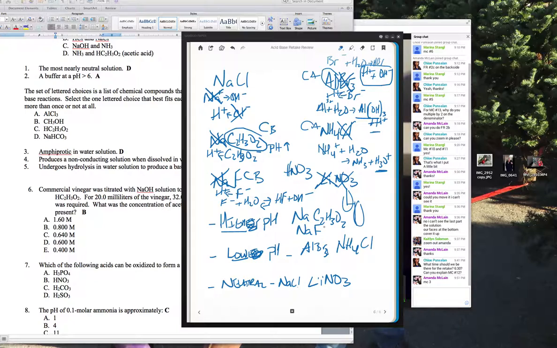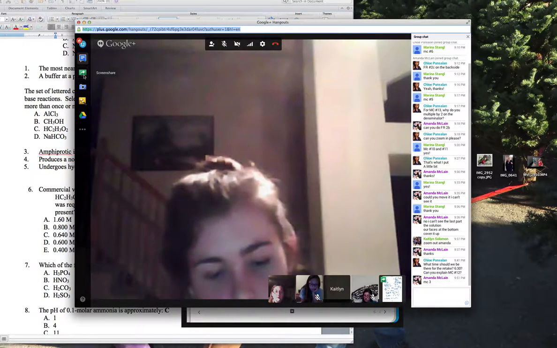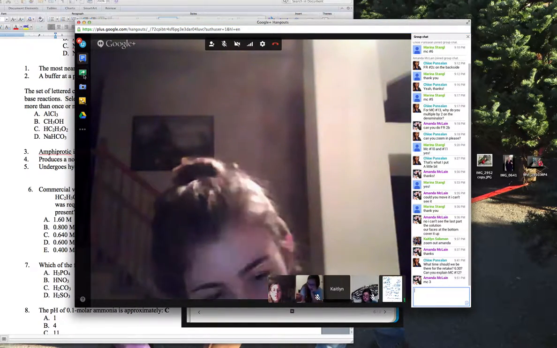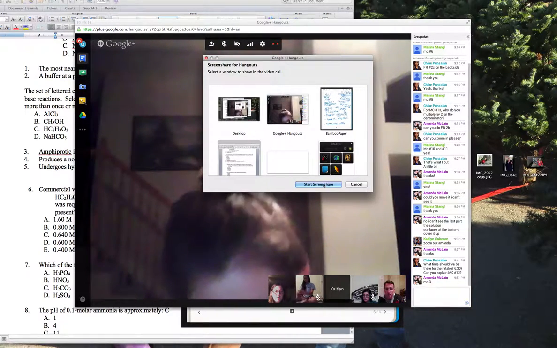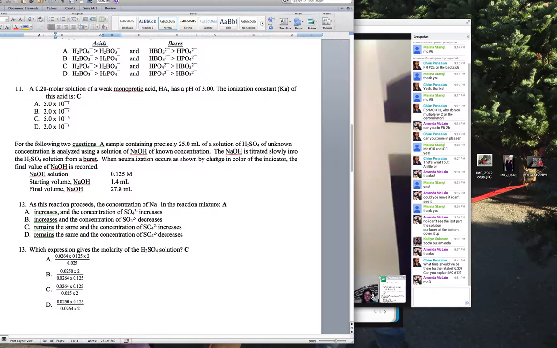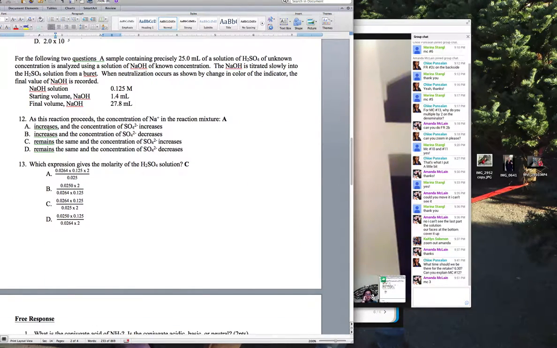So we have a couple more questions. We have number 12 on the multiple choice and number 3. So I will go back to those on the test. Number 12. So we're looking at the lab question in the multiple choice. As this reaction proceeds, what will happen to the concentration of Na+ in the reaction mixture? Because it was comparing Na+ and SO4 2-. Okay.